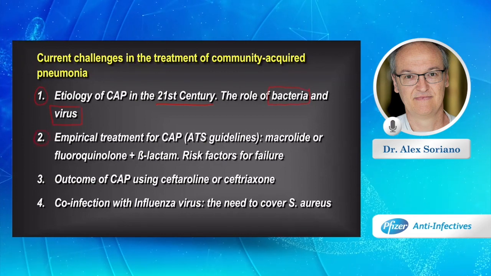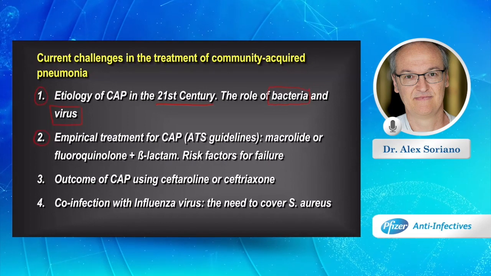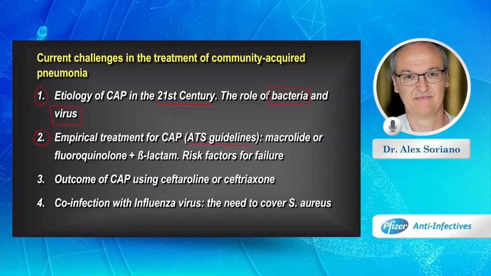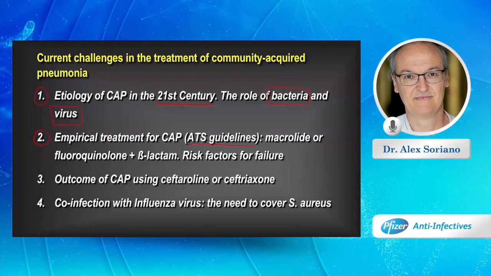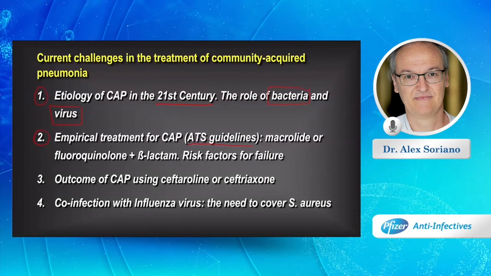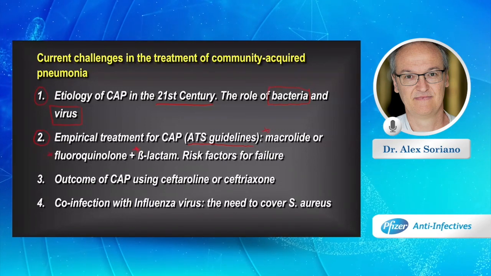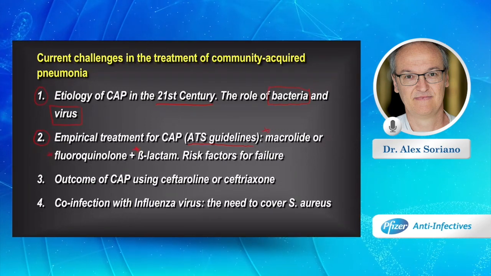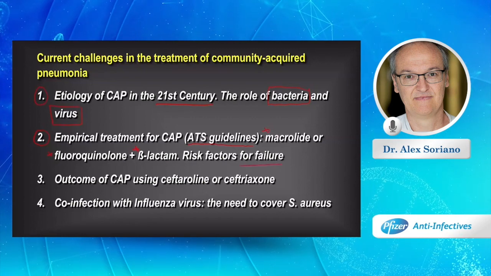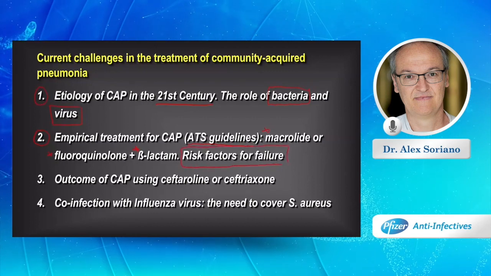Second is the empirical treatment for community-acquired pneumonia. As you know, recently the American Thoracic Society has published the guidelines, where they are recommending a macrolide associated with a beta-lactam or a fluoroquinolone associated with a beta-lactam for the treatment of severe community-acquired pneumonia. But also we will discuss how to identify when a patient fails when we start with one or other strategy.